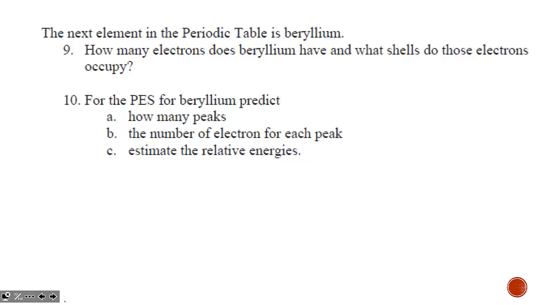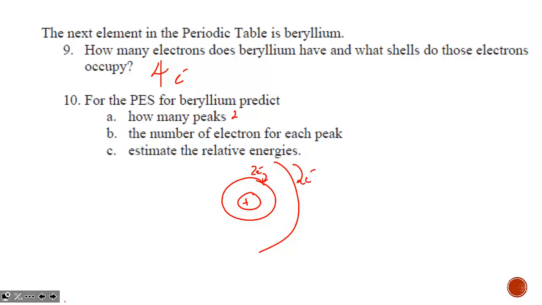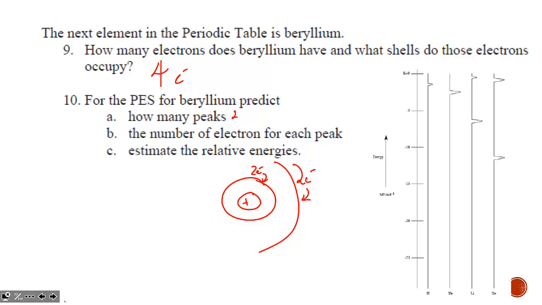Alrighty, let's talk about beryllium. Beryllium, we would expect to see 2 peaks. Beryllium has 4 protons, so it has 4 electrons. So the 2 peaks would be the first energy level and the second energy level. 2 electrons in the first energy level, 2 electrons in the second energy level, and when you do the experiment, again, booyah, 2 peaks, each with 2 electrons.